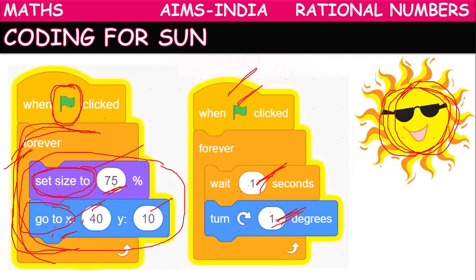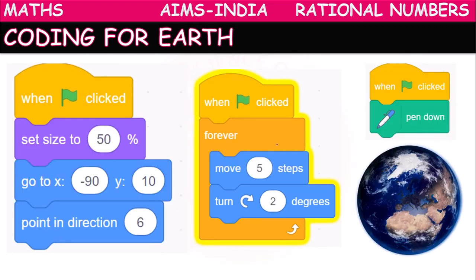Wait for 1 second, it will rotate. Like that, means slowly it will rotate. Otherwise, if we remove that wait, it will rotate somewhat fast. So for rotation, one code we have to write. So next, coding for earth.